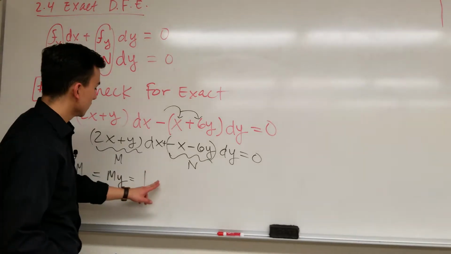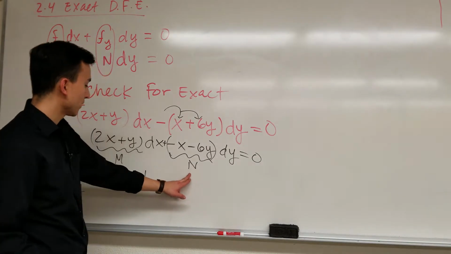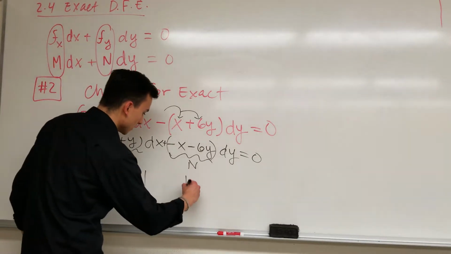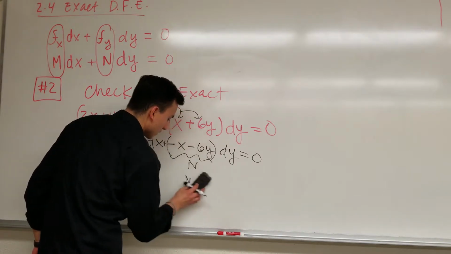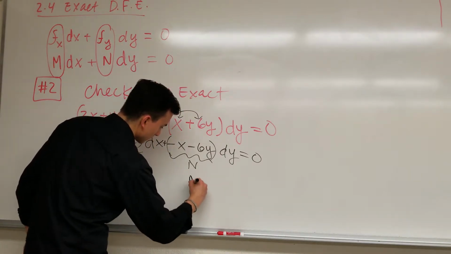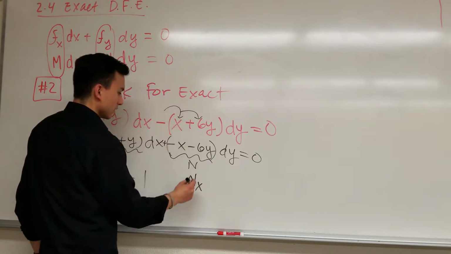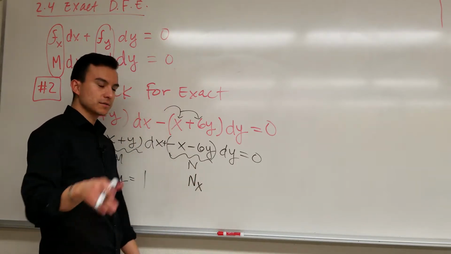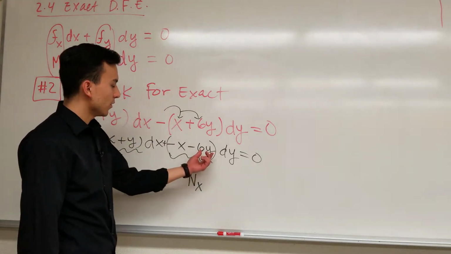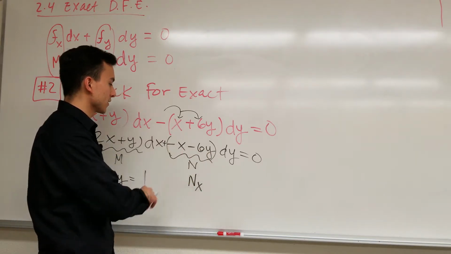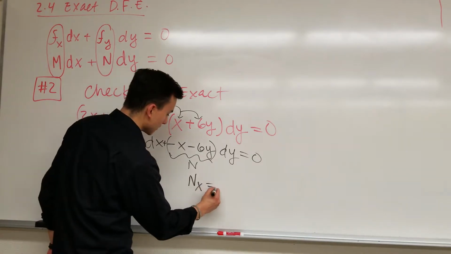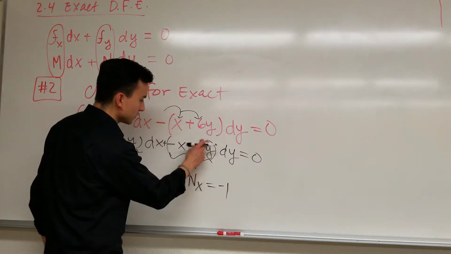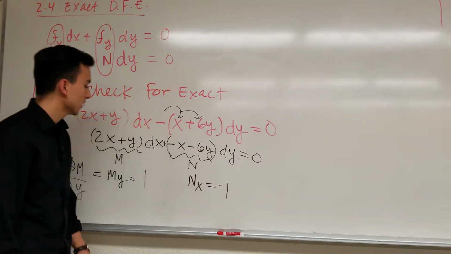And then if I were to take my partial derivative of n with respect to x, so all the x variables are going to have the derivative, and then the y's, well, they're constant, so they're going to be 0. So if I take the derivative of negative x, I'm just going to get negative 1. And this becomes a 0 because y is a constant.